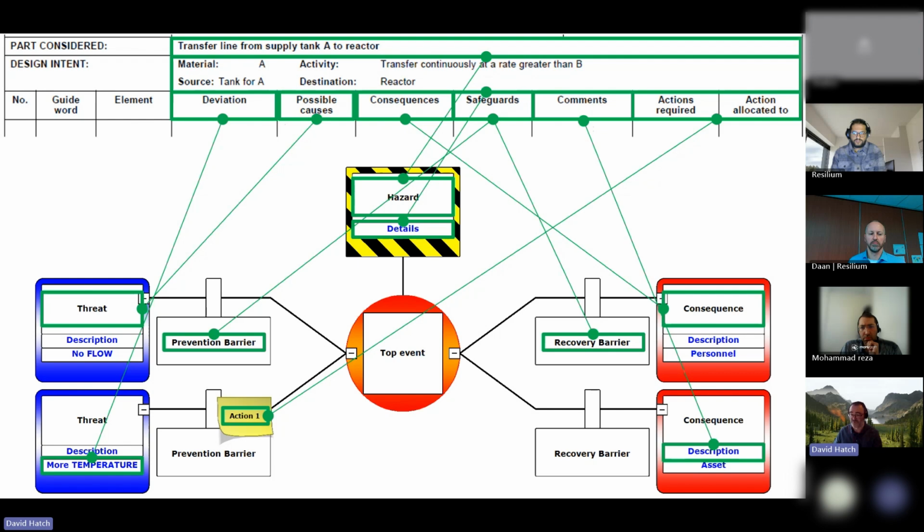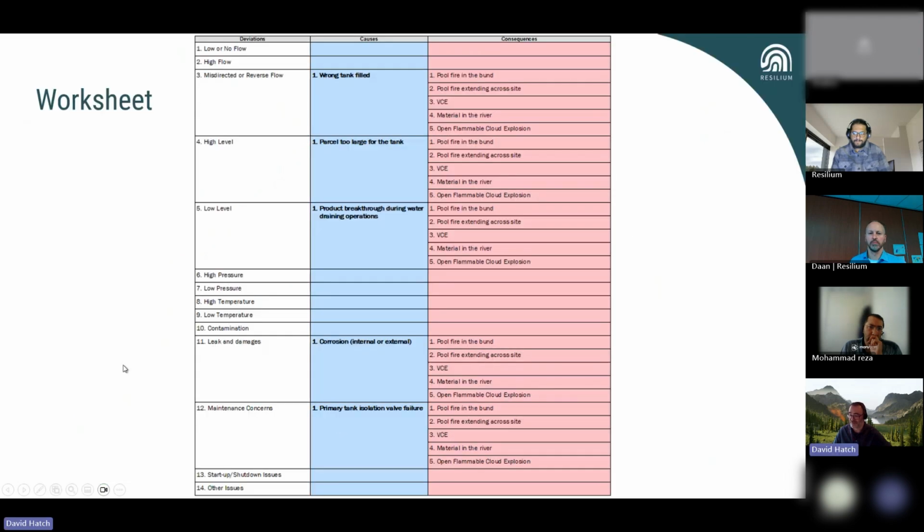You're actually gaining wisdom, you're getting insight, particularly when it comes to the barriers. You're actually seeing where the barrier is making its contribution, because it may not necessarily apply to every threat or every consequence. So a conventional PHA HAZOP worksheet might look like this, where we've got a number of deviations. You might have up to 20 different deviations covering flow, pressure, temperature, level, etc. You may have a number of different causes, and here you've got potential consequences. So that should be relatively familiar to most people.